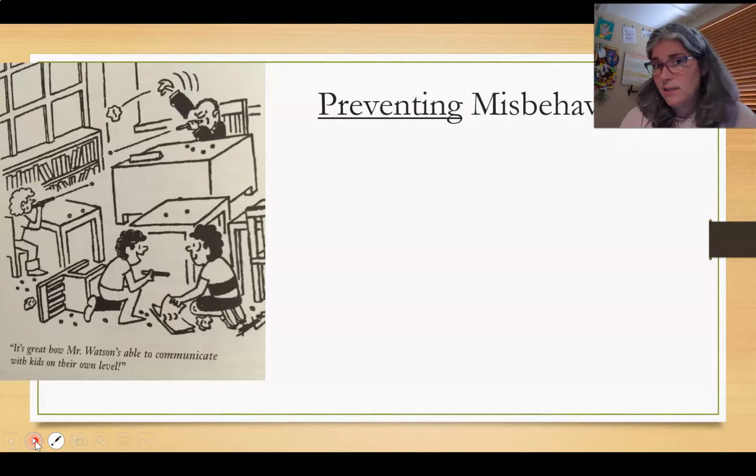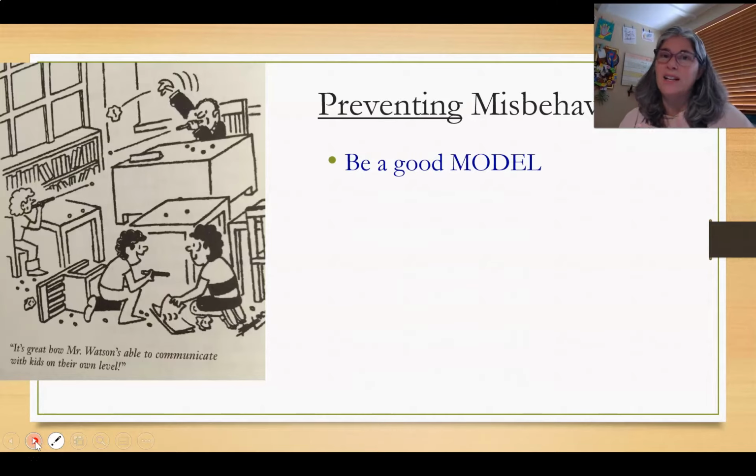All right, so let's continue with preventing misbehaviors. Here's one that is much easier and much more foolproof, the idea of being a good model yourself. So over here in my cartoon it says, it's great how Mr. Watson's able to communicate with kids on their own level. Okay, you don't want to be doing this where you're misbehaving or acting like kids on their own level. So being a good model.